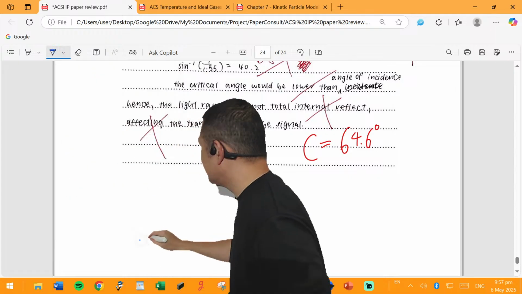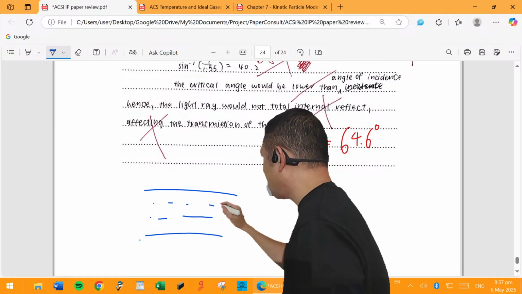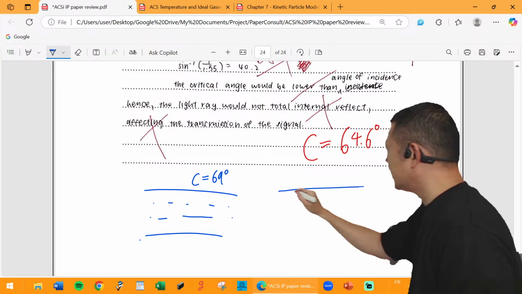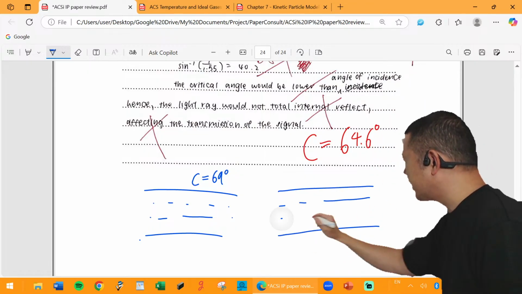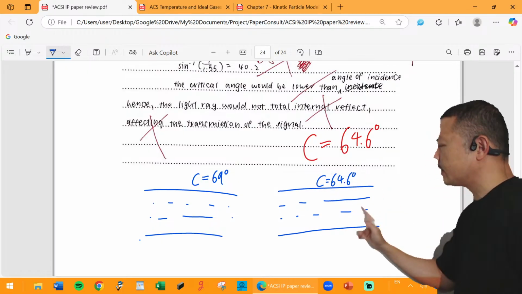Okay, let me just draw it out for you. This is the original one. The critical angle of this one was 69 degrees, correct? This is the new one. The new one, the critical angle is 64.6 degrees.